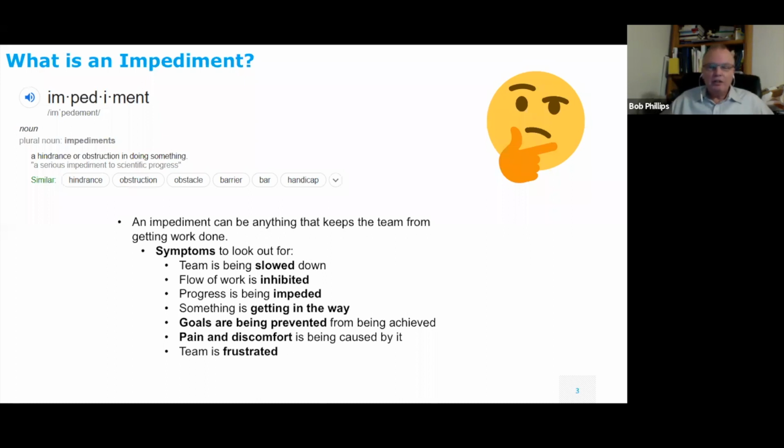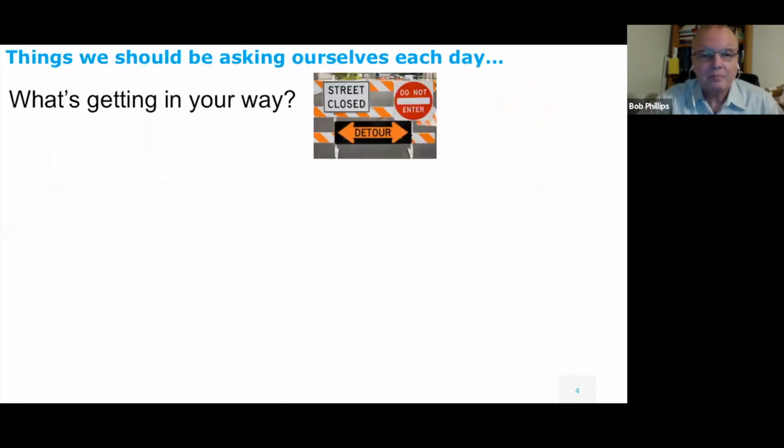You're not meeting your sprint goals. You're starting to maybe sense pain and discomfort on your team. That's not good because it really leads to frustration and a lot of time gets wasted. So these are the kinds of things you should be on the lookout for when you're working with a team. And a lot of times the culprit for these things will be what we call impediments.